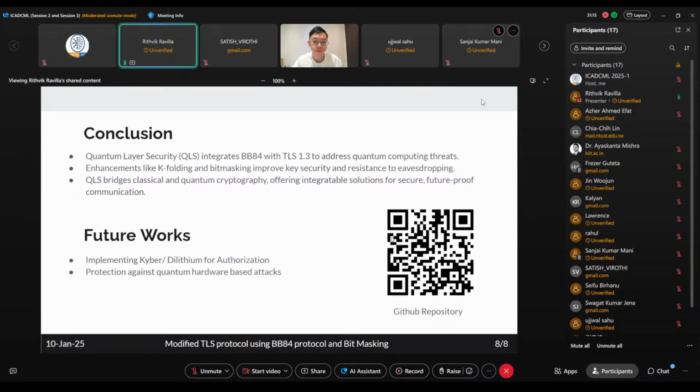The future work is that in this paper, though we focus on the transmission of messages between two parties, there still exist quantum threats towards authentication. So there could be an implementation of Kyber or Dilithium-based certificates for authorization. And furthermore, we could also devise methods to protect against future side-channel attacks for quantum hardware. As the hardware develops rapidly, we would need to devise mechanisms to protect it against future quantum-based side-channel attacks. The QR code has the GitHub repository for the code, and everything's open source as well.